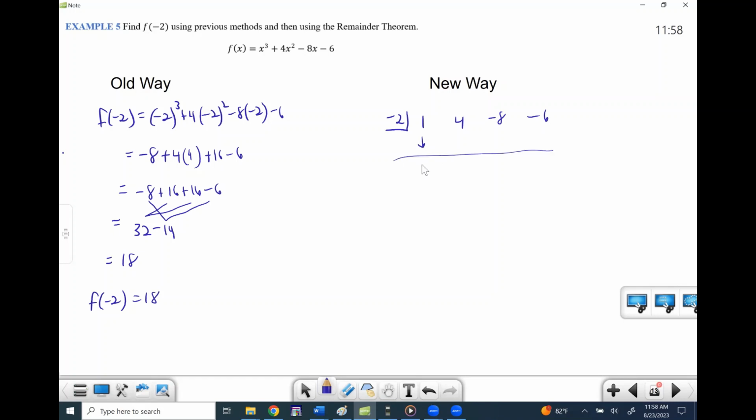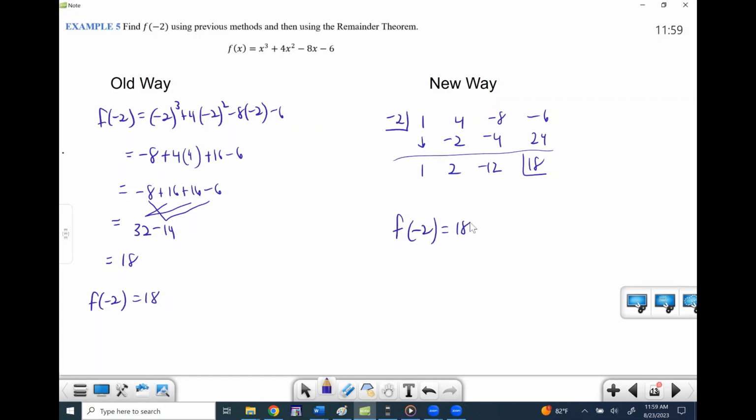So we'll bring down the 1 to get the ball rolling. -2 times 1 is -2. -2 times +2 is -4. We add, we get -12. And a -2 times a -12 is a +24. There's our 18. So f of -2 is 18.